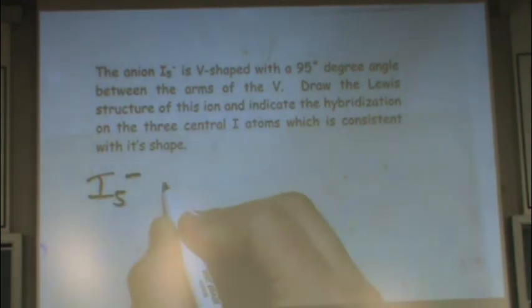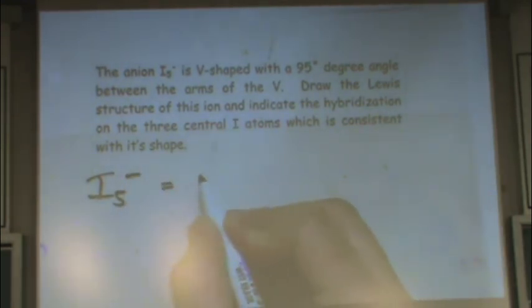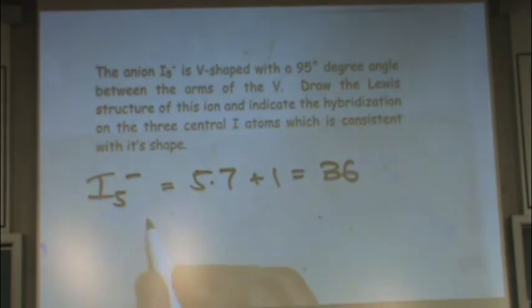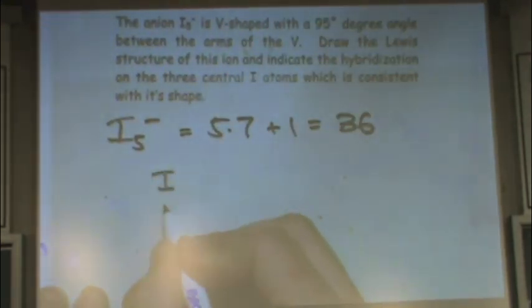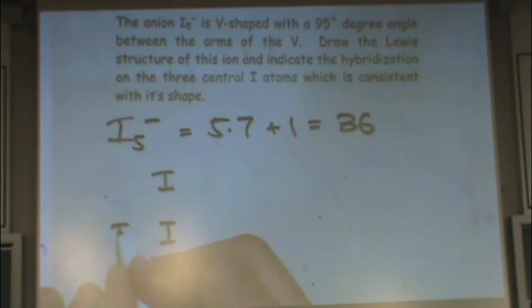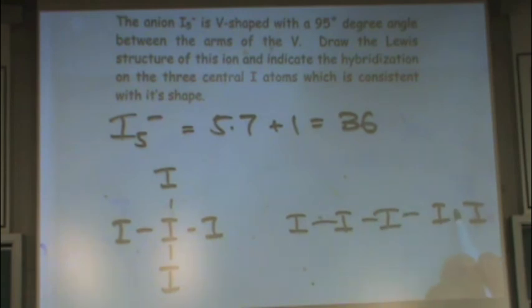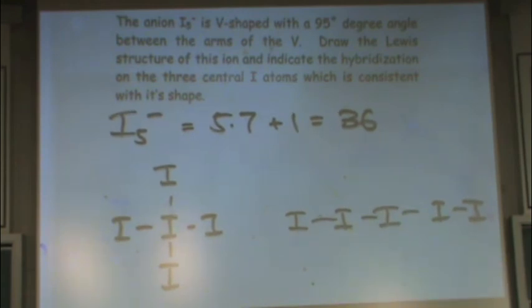I5 minus. Well, the valence electrons, there's 5 iodines in column 7 plus 1, that'll be 36. Okay, I should not do this, and you can tell me why. Why would I not do a shape that looks like this? There's no way this could ever look like a V, okay? So, you need to go back to like kindergarten, and remember, V has to be somewhat linear looking, okay? 2, 4, 6, 8. There's my skeleton. 8 of 36.